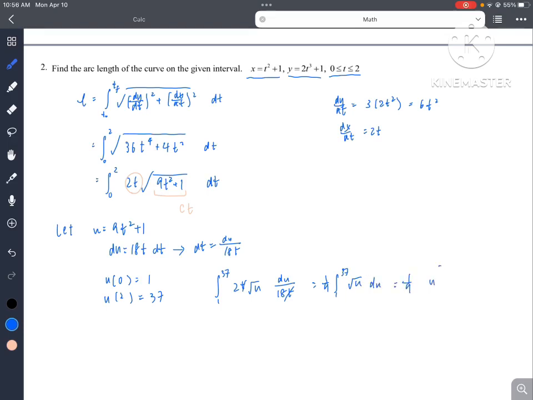So it's equal to u to the 3 over 2 over 3 over 2, 2 over 3. So it's 2 over 27, 37 to the 3 over 2 minus 1. So that will be the arc length of this curve.